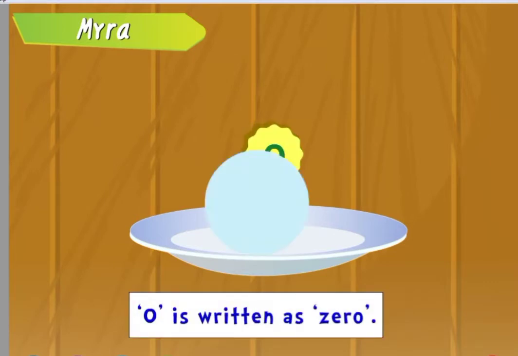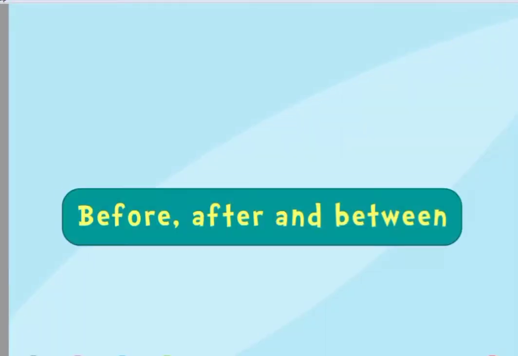Abhay has 4 slices in his plate. But Myra's plate is empty. So Myra has no slice in her plate, or 0 slice in her plate. 0 is written like this. Now we will learn about before, after and between.